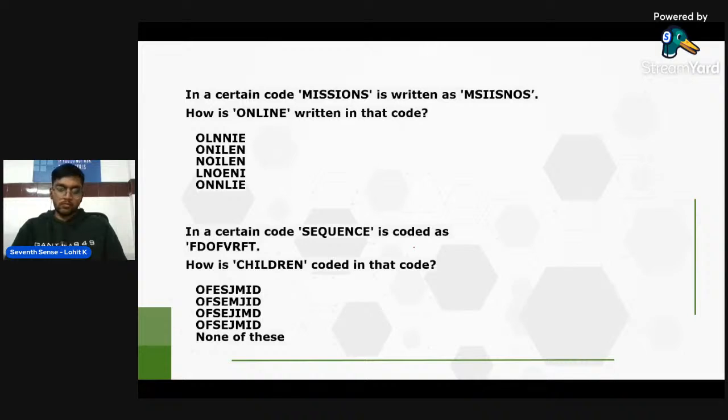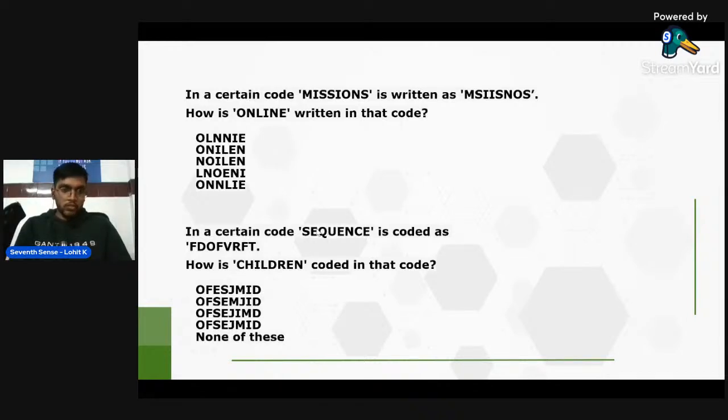Let's check what could be the sequence here. For the sequence, they have coded it as EFOFVRFT. So what have they done here? If you're taking plus one, always add some numbers, then check whether they have used the same letters or not. Plus one and reverse. Okay, good.